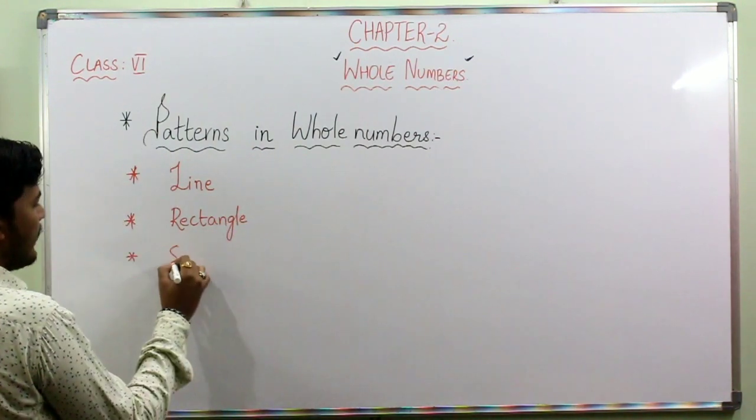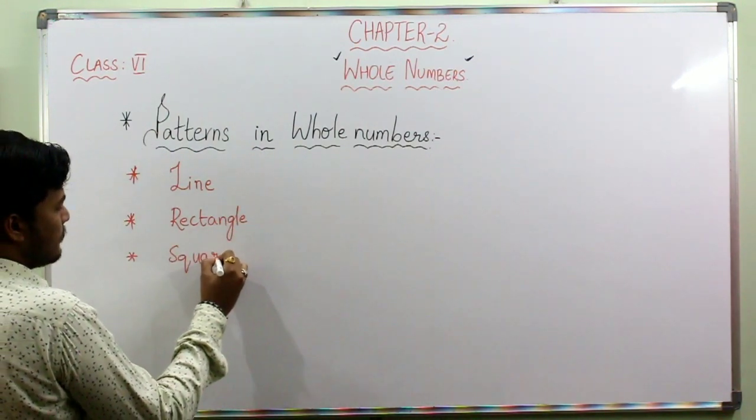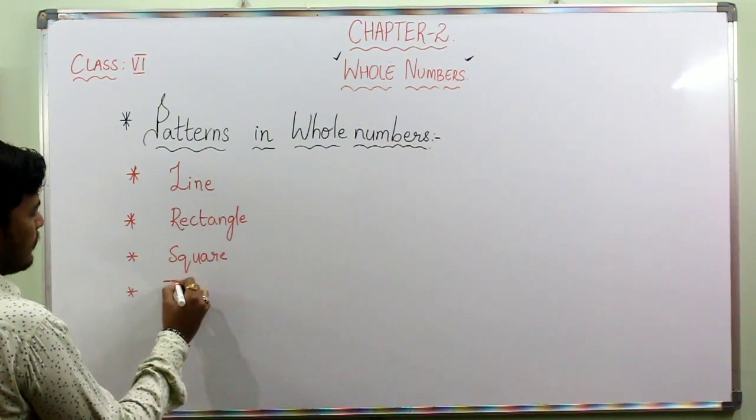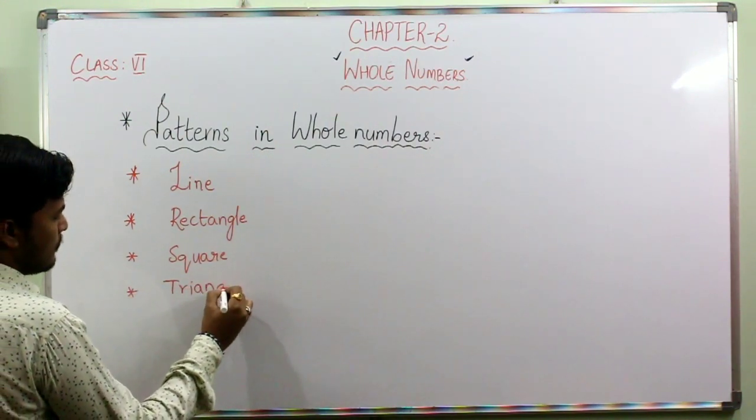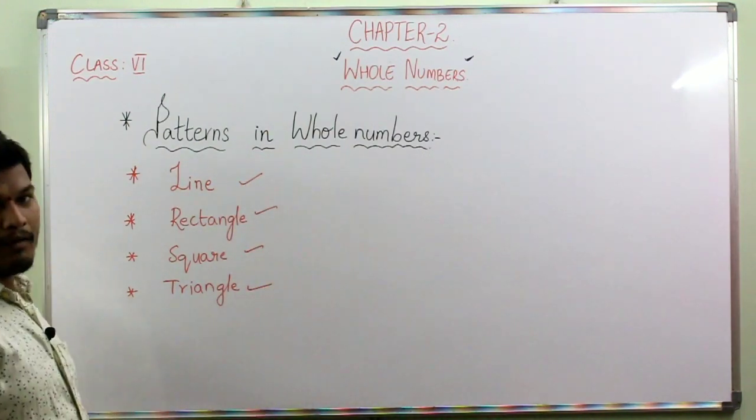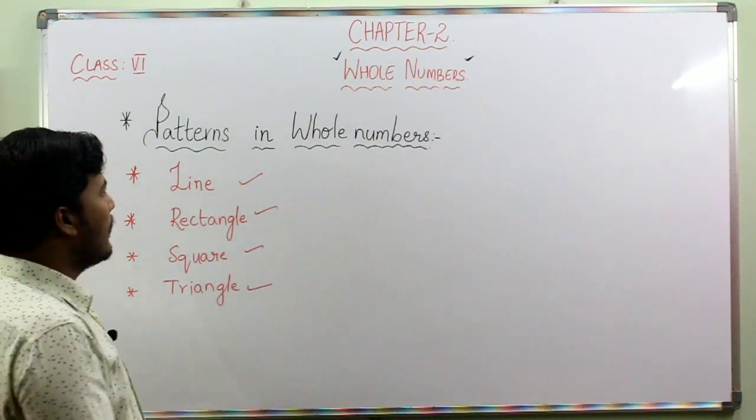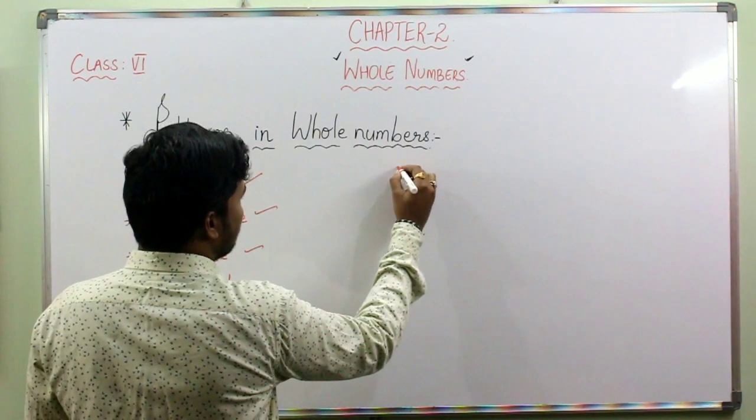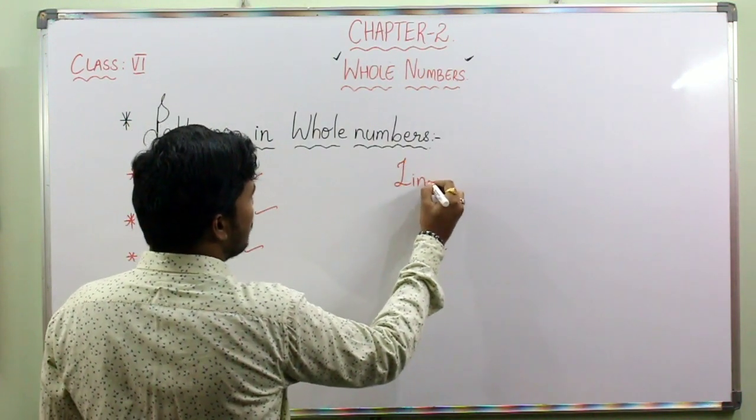Next, square and triangle. So we will be using these four for representing our whole numbers. Now let us see how we can represent numbers using a line.